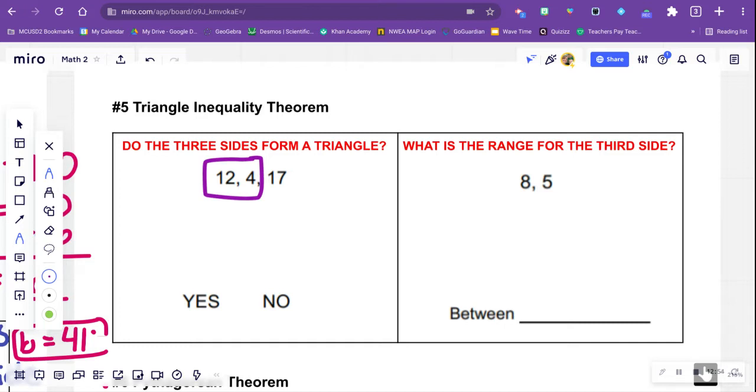So I'm going to add those up. 12 plus 4, that gives me 16. And what I get must be bigger than that last side. So 16 is not bigger.